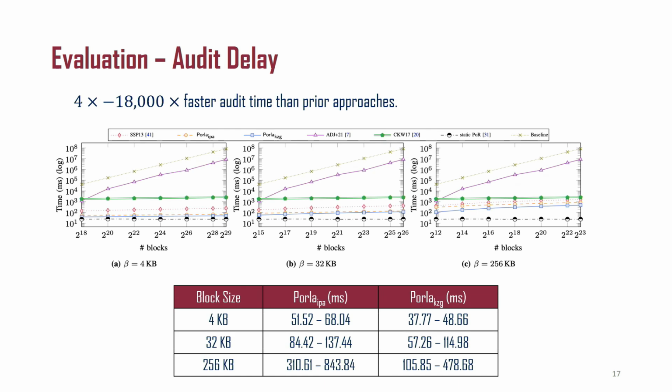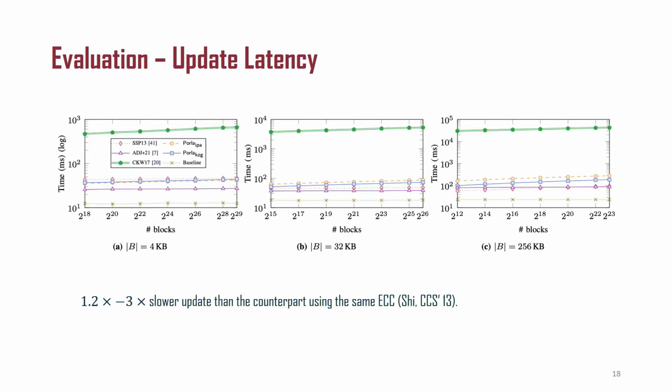About end-to-end audit latency, our scheme is 4 to 18,000 times faster than prior approaches. The trade-off of our scheme for smaller proof size and small audit time is the update latency. It's a longer update latency in comparison with the previous Deep QR design by Seattle in 2013 using the same erasure code. Our update is 1.2 to 3 times slower.